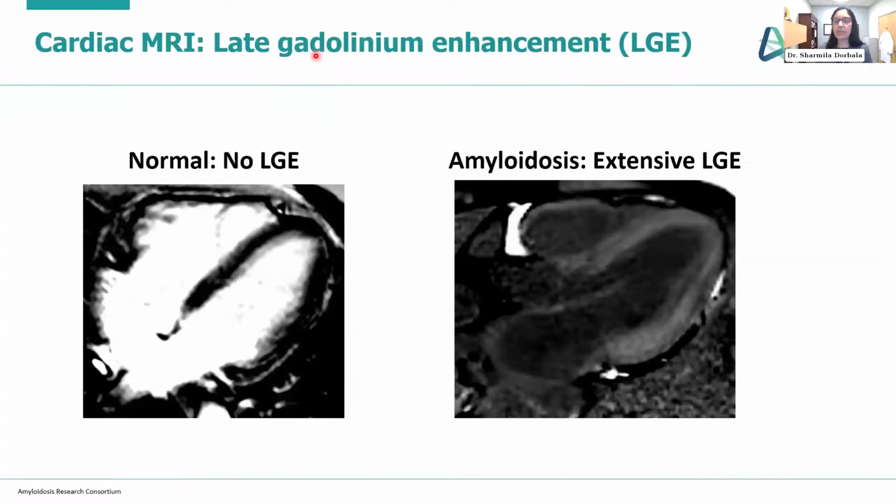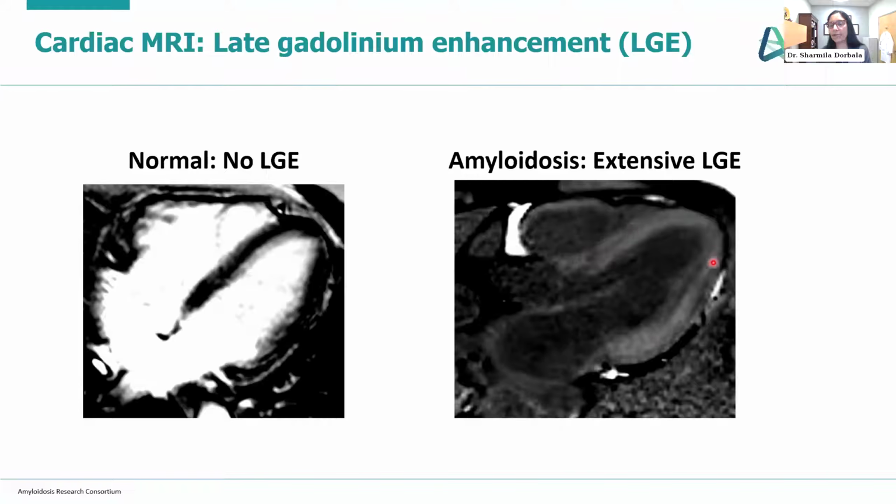Plus, you can see what is called late gadolinium enhancement. So we use a contrast agent called gadolinium. Once we give it and we use a special sequence, we can produce images of the heart where the normal heart muscle looks black. Okay, here you can see normal heart muscle is completely black. But when there's amyloid in the heart muscle, we can never make it black. The MRI signal cannot be nulled.